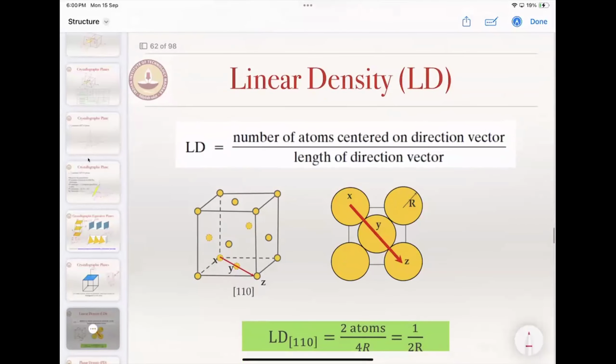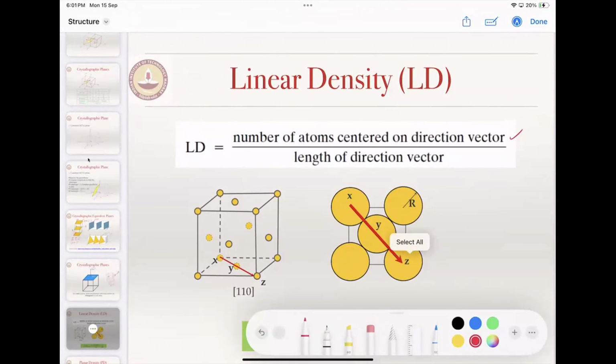Now, let us define a very important quantity called linear density. How do I define linear density? Linear density is nothing but the number of atoms centered on a direction vector divided by the length of the direction vector. What do I mean by that? Suppose I take this crystal lattice; this is the unit cell that I am interested in. In this unit cell, I am looking at that direction.